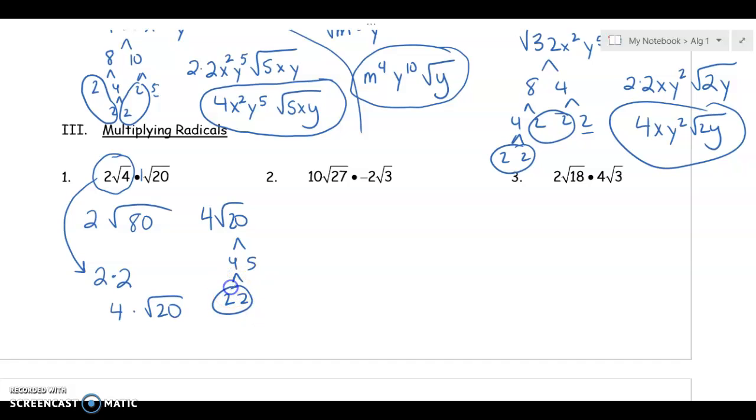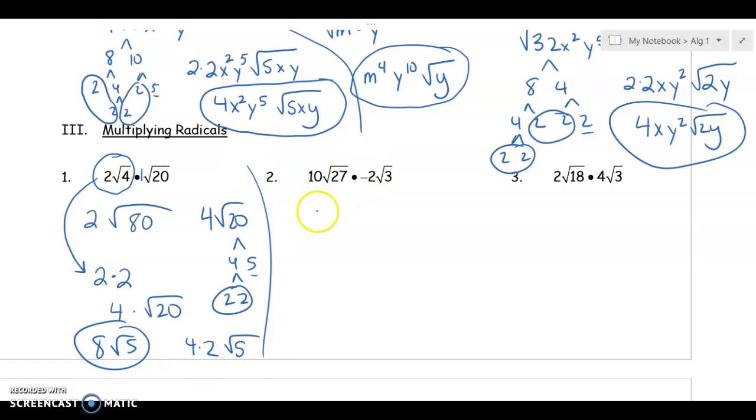All right, if you wanted to multiply those out and do a factor tree with 80, you certainly could. But I always like to look for perfect squares if I can. Pair of 2's is going to join the 4 out in front, and the leftover 5 stays under. So you end up with 8 root 5 for your answer.